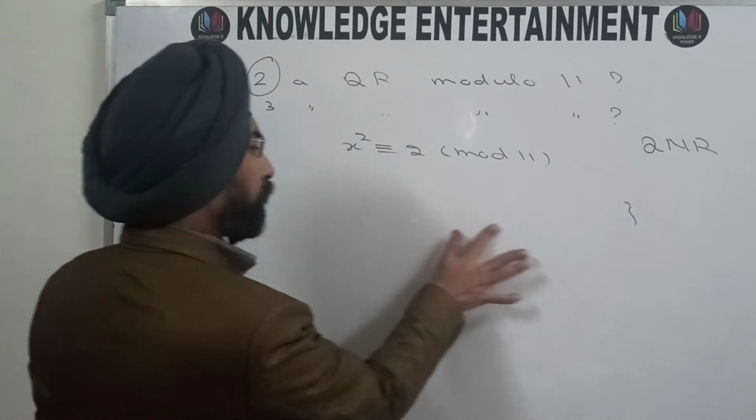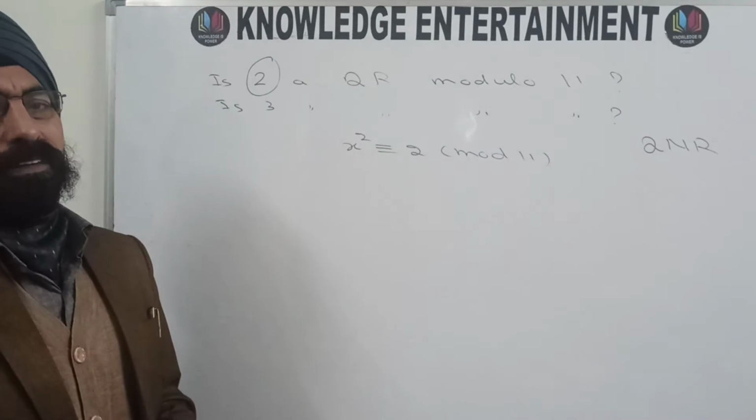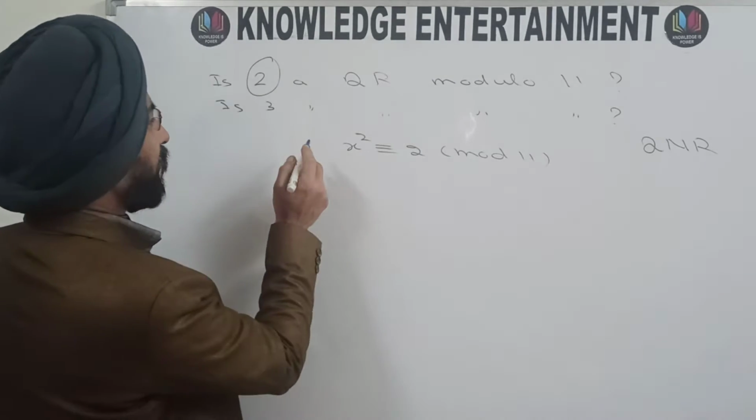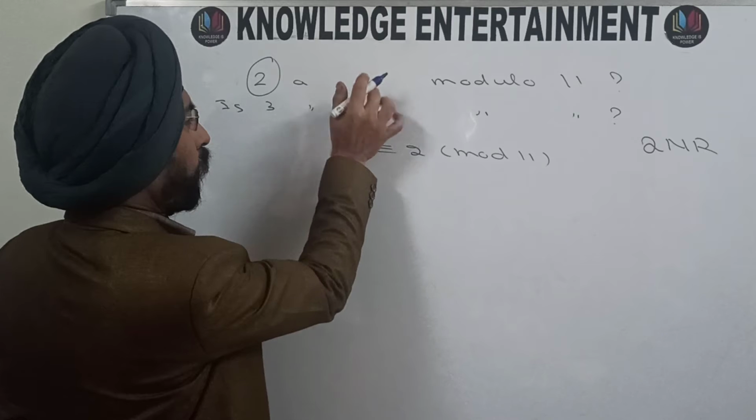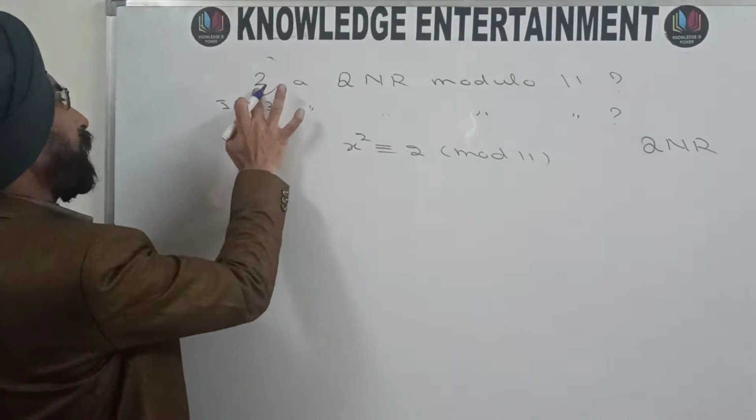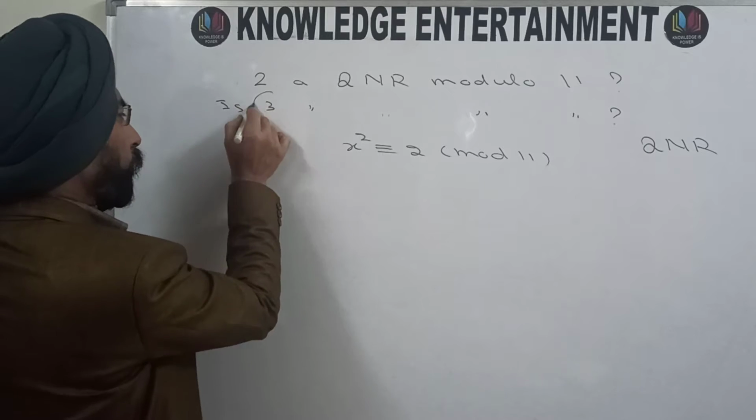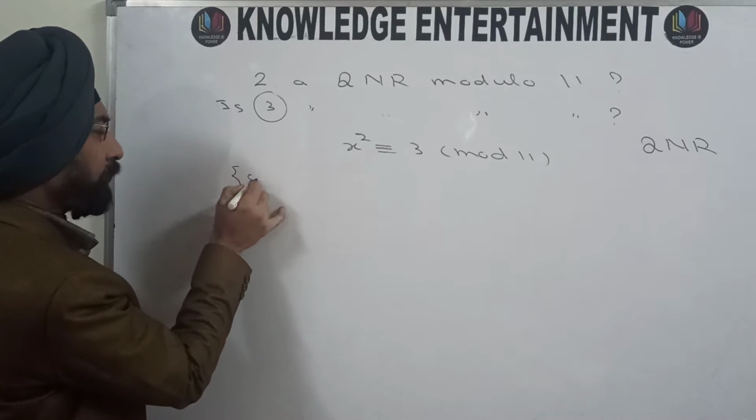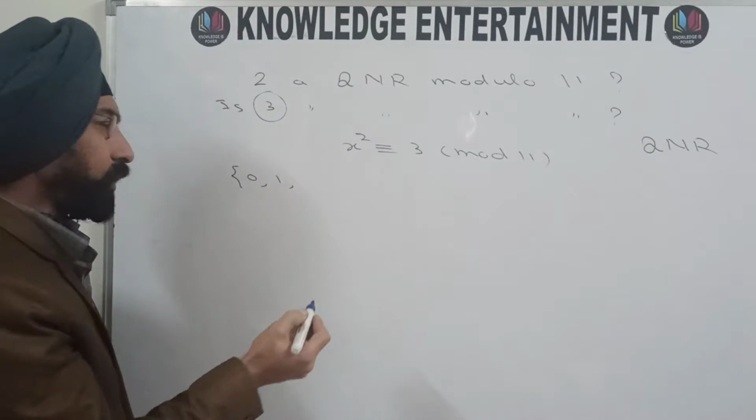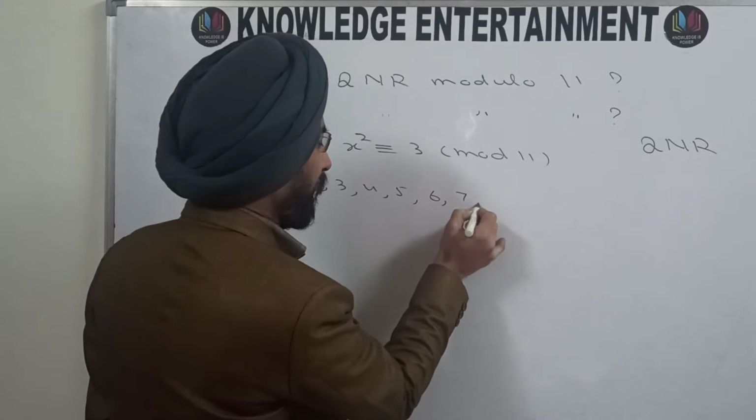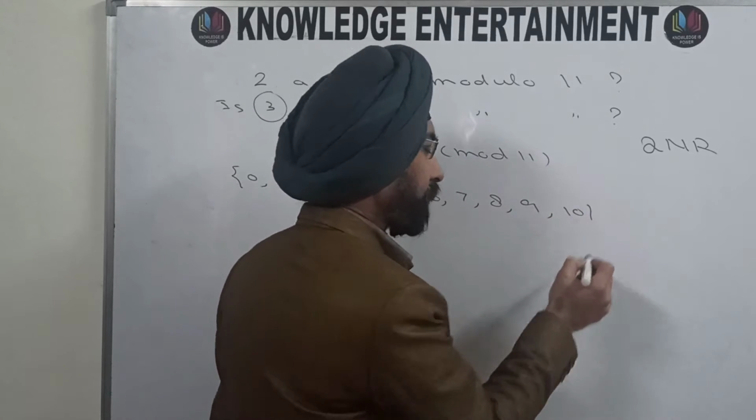So in this complete residue set, you have no solution of this quadratic equation. That means 2 is a quadratic non-residue modulo 11. Now let us check what happens to 3. So now we are going to check 3. Replace this 2 by 3 here, and once again consider the same set, that is the complete residue system modulo 11: 1, 2, 3, 4, 5, 6, 7, 8, 9 and 10.